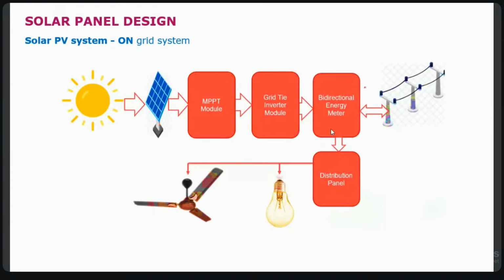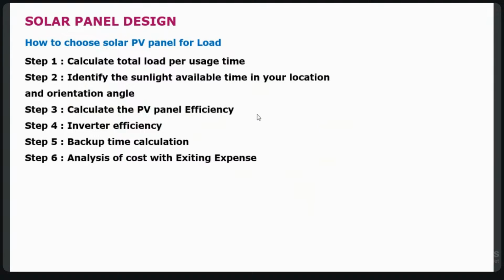Now, how to choose the solar panel, generally meaning solar panel design. In order to choose the solar panel design, we have a total of 6 steps. One is to calculate the total load per usage time. We need to calculate the load and identify the sunlight time in your location, that is, the orientation angle. This is the important thing.